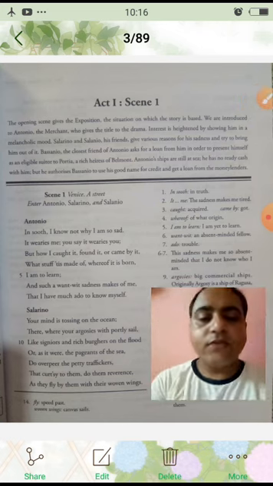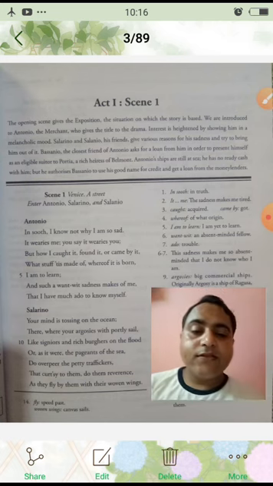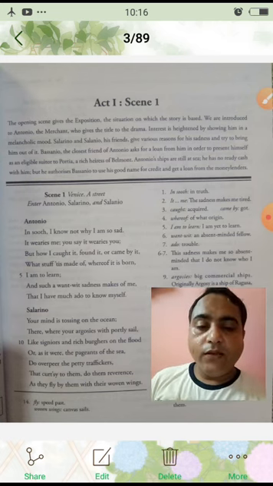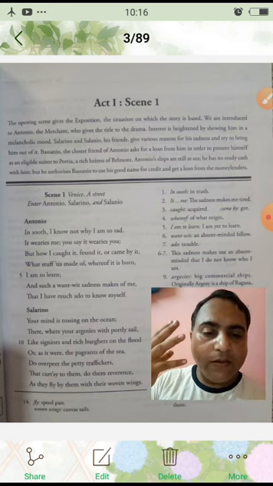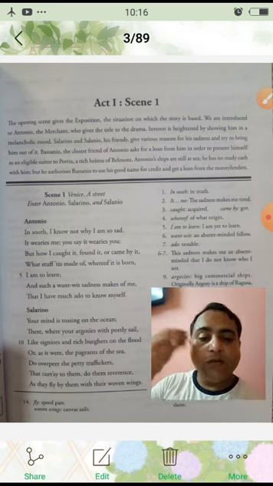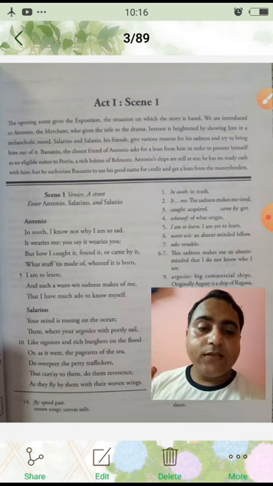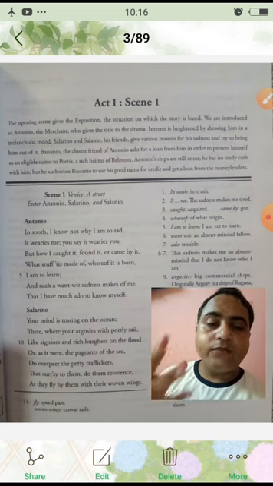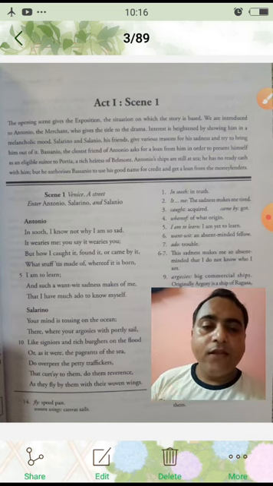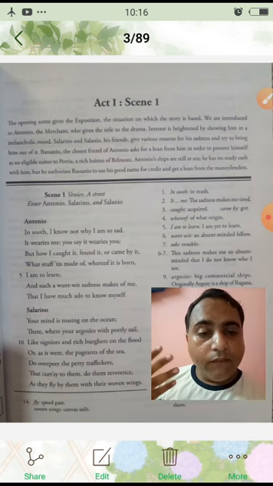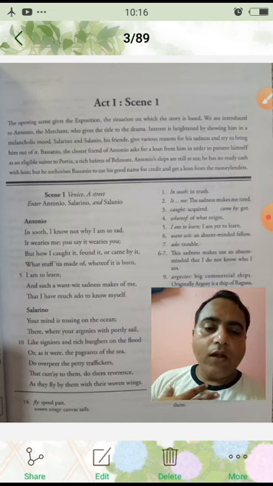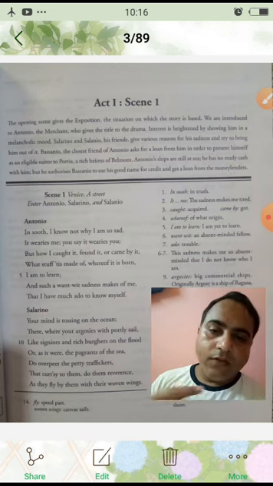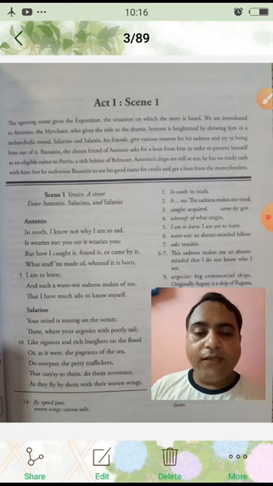So what Antonio says is that this sadness which I have acquired makes me so absent-minded. Absent-minded means a person who is unable to think about anything. So he says that I have become so absent-minded because of this sadness that I have forgotten myself as well, that I do not know who I am. Understood? Now, this was the first extract.